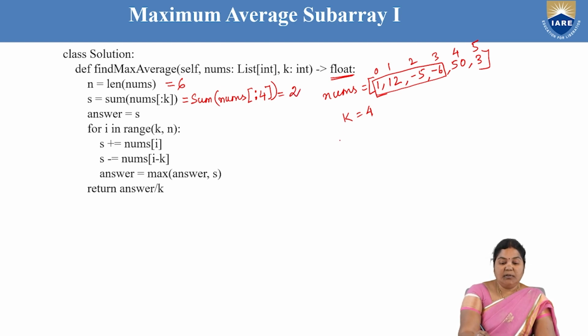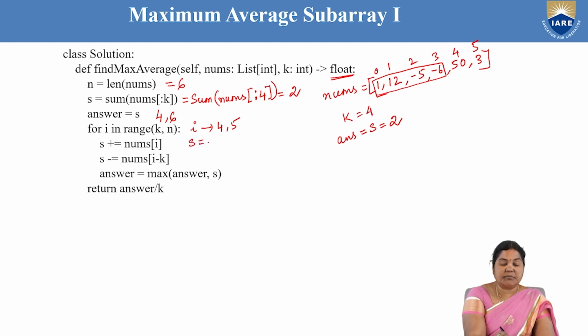Now, we'll take a variable called answer. Answer is equal to s, which is initially 2. For the remaining subarrays, we have to find the sum and update. Now, for i in the range of k to n, k is equal to 4 and n value is 6. So i will take the values 4 and 5. Two more windows we have to find. So, what is the sum?